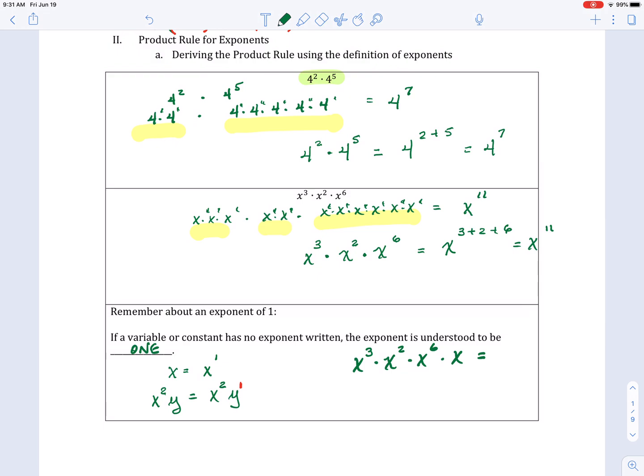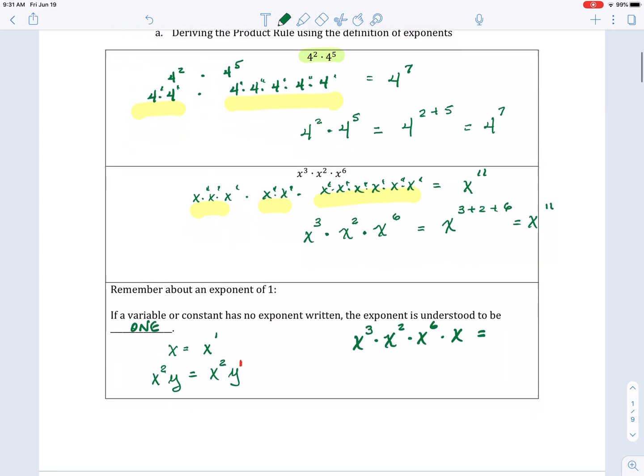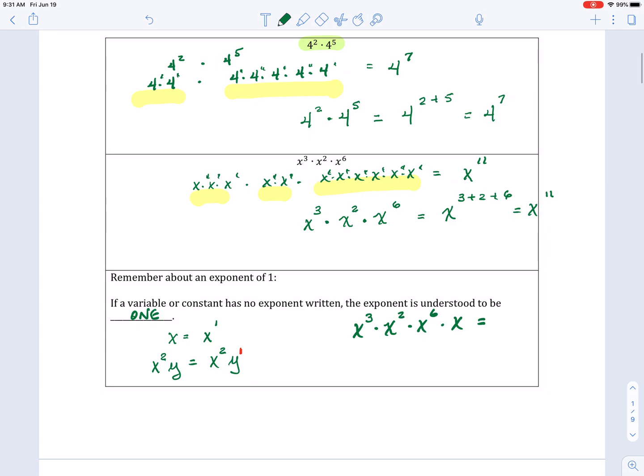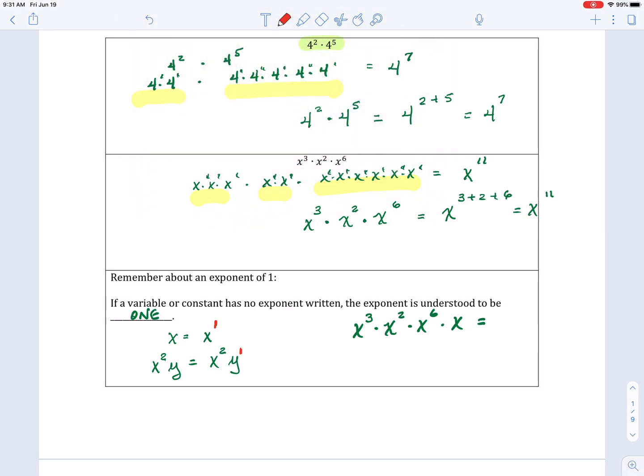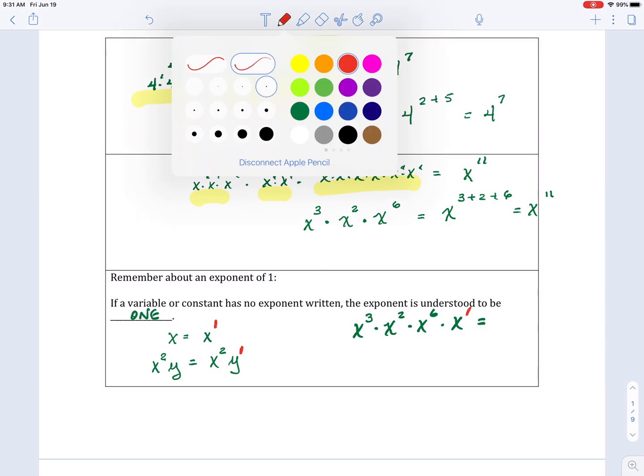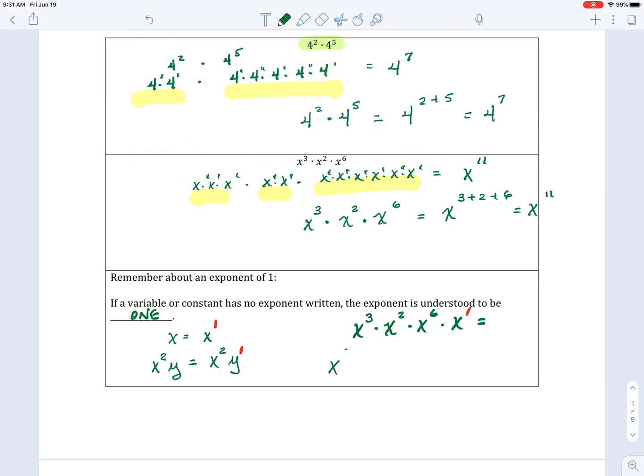And one other thing that I need to mention, I think you probably have already picked up on this in my previous work, but if you have a base and you don't see an exponent, it's understood to be 1. So in these examples here, this plain x is actually x to the first. This plain y is actually y to the first. So if I were multiplying over here to the right, I would want you to understand that that x contains an exponent of 1, and I would expect you to add 3 plus 2 plus 6, and don't forget to add that 1 in there for that additional factor of x.